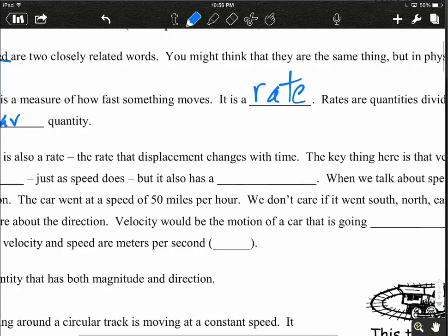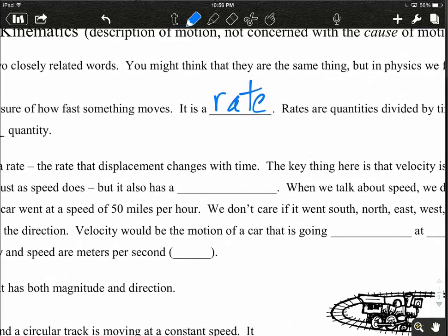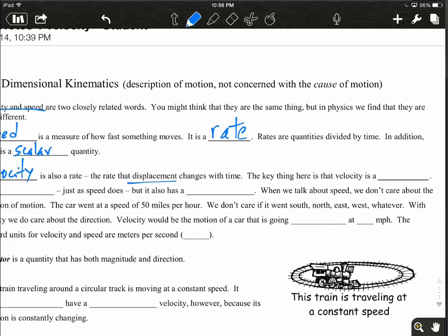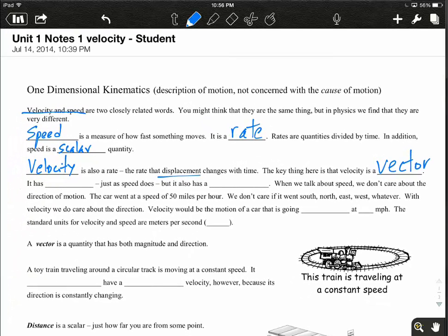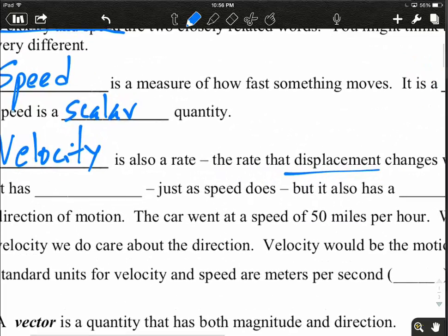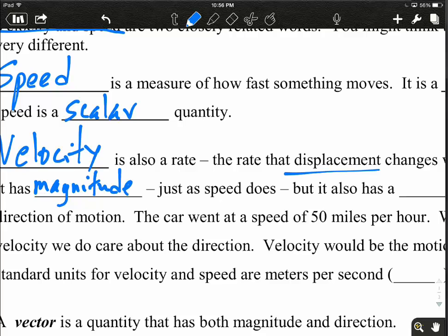So it's measured with respect to time, but it says the rate that displacement changes with time. And that displacement is different than distance. The key thing here is that velocity is a vector, not a scalar quantity. What that means by a vector quantity is it has magnitude, and that word kind of confuses people, magnitude. Basically, that's just the number 50 for 50 miles per hour, 15 for 15 meters per second.